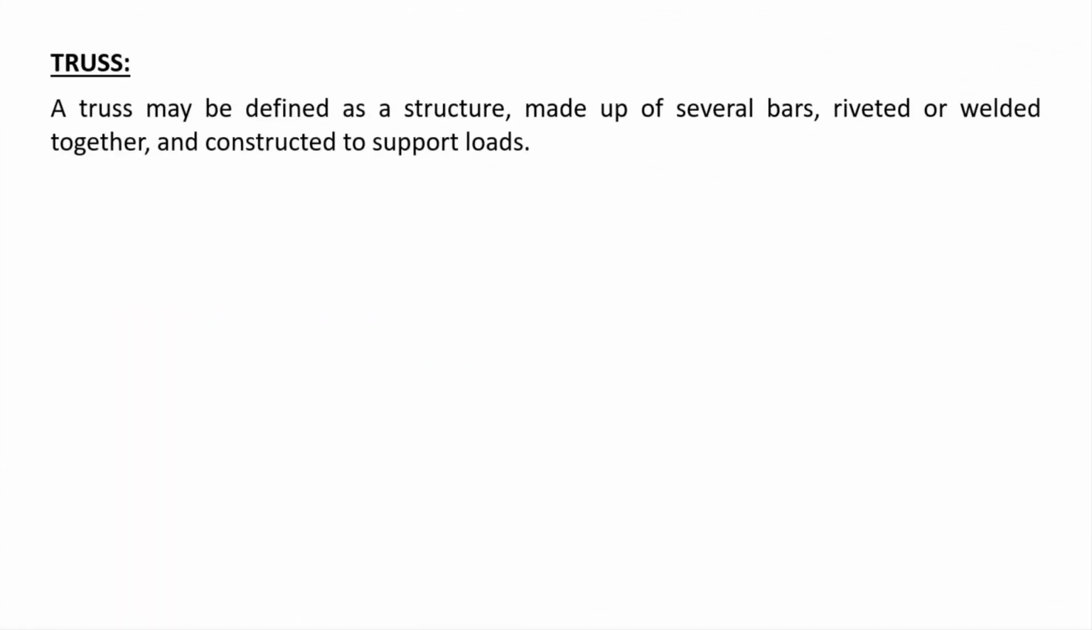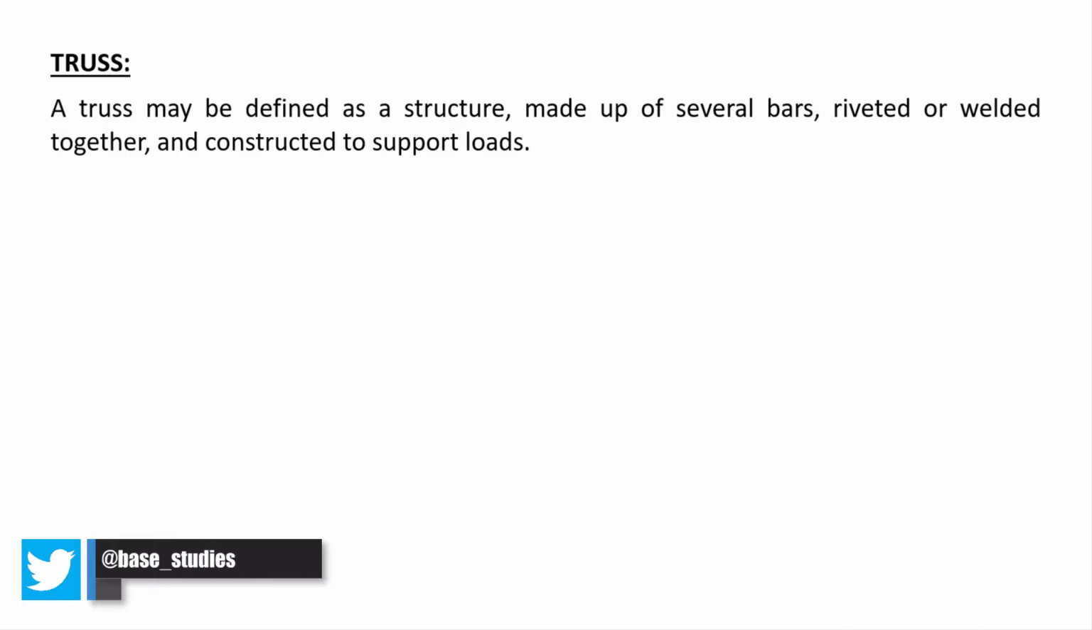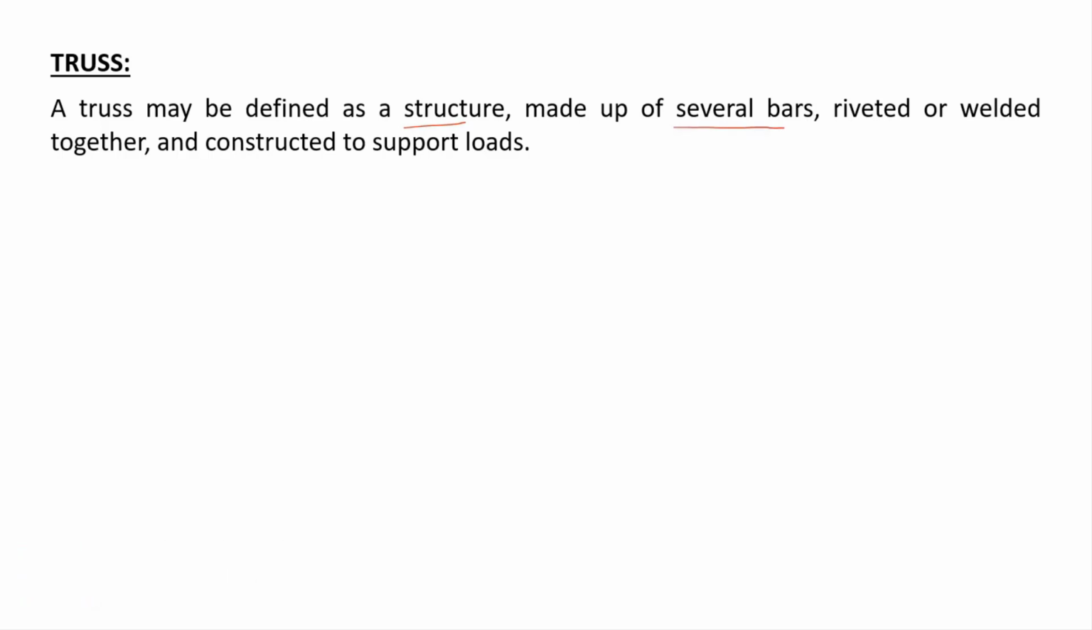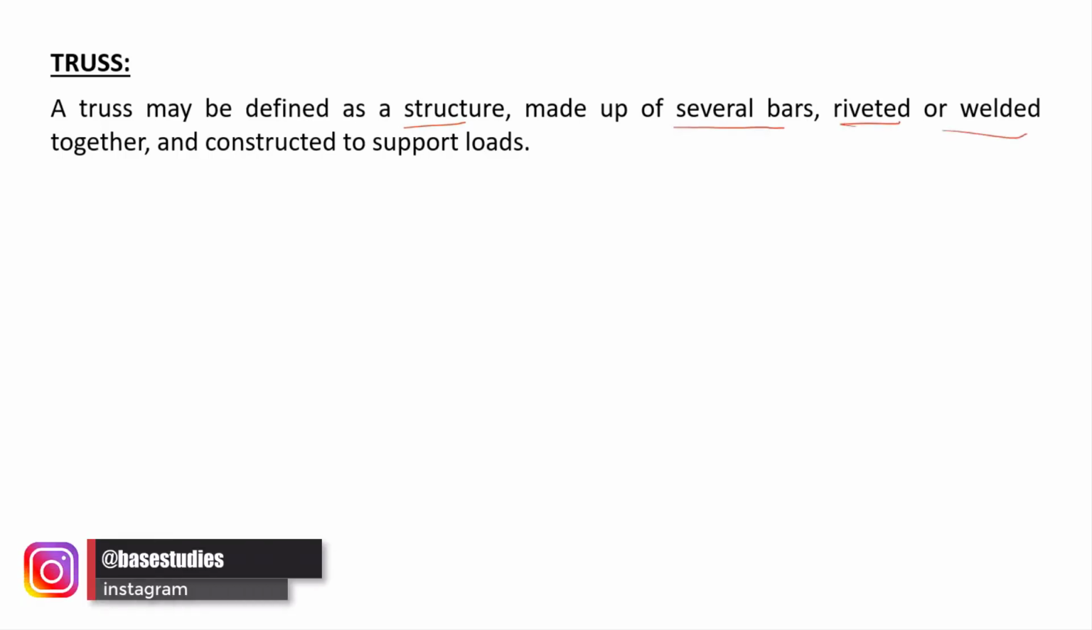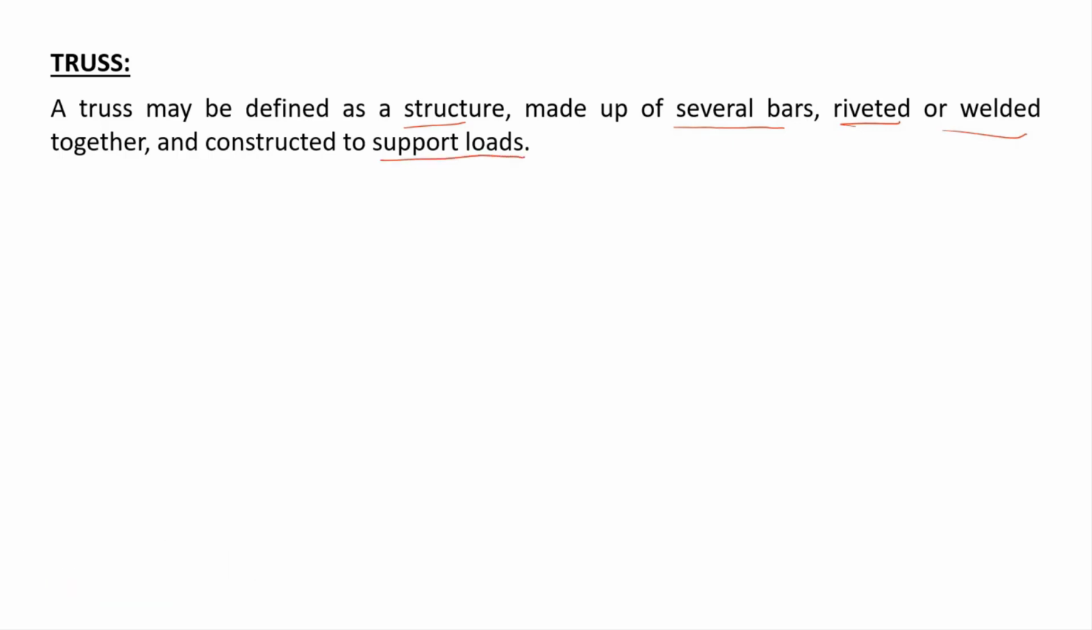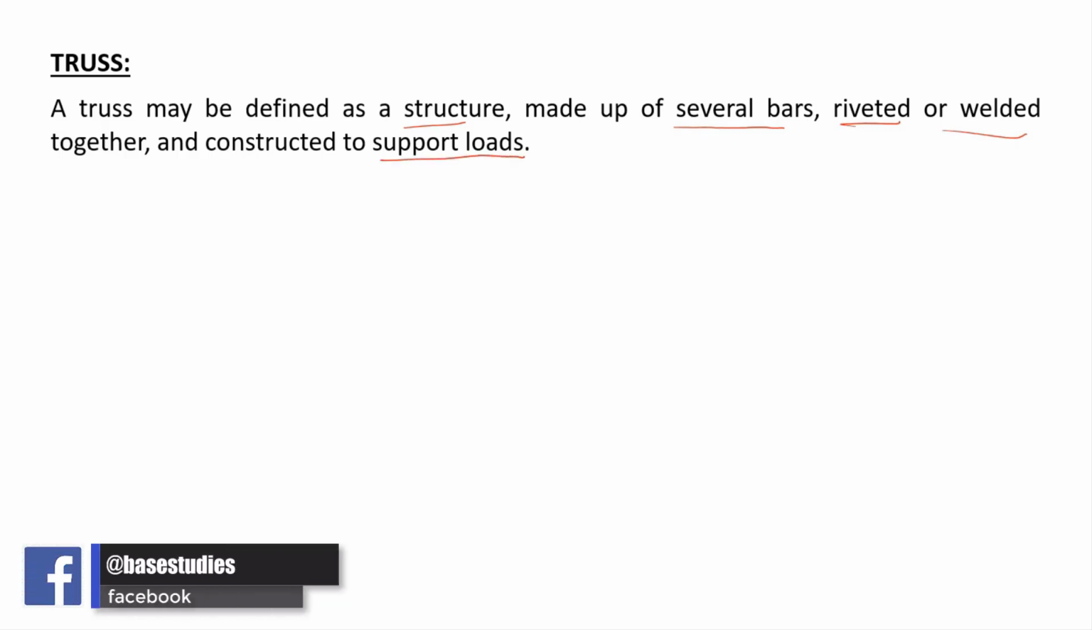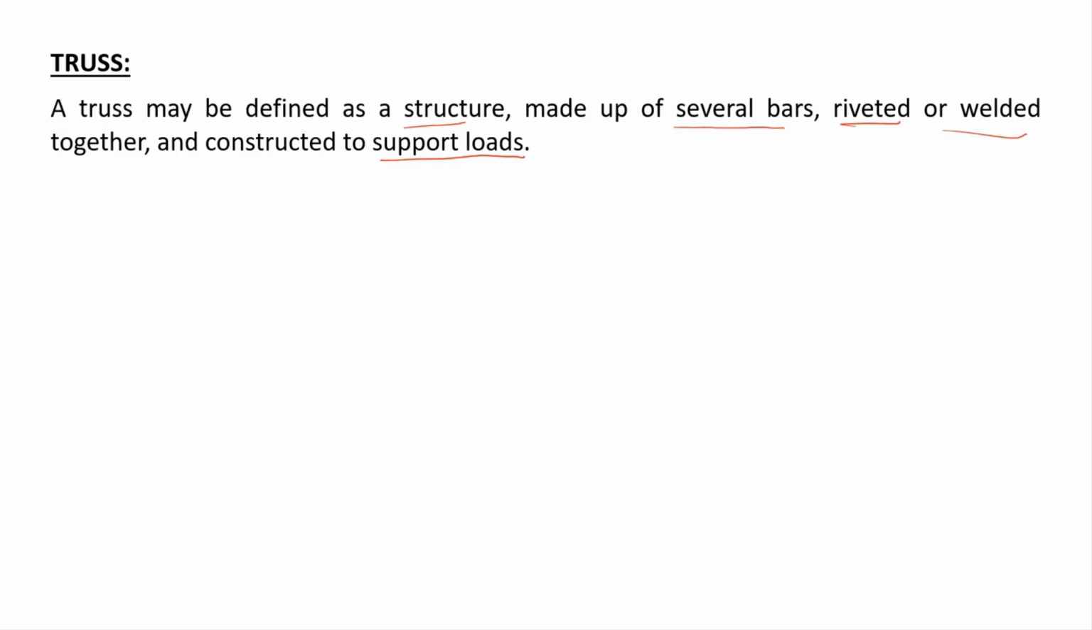Truss. So the first question that arises in our mind is, what is a truss? Basically, a truss may be defined as a structure made up of several bars riveted or welded together and constructed to support loads. This is the very basic definition of a truss. After looking at this definition, we can see that a truss is just a structure made up of several bars which may be riveted or welded together, and these trusses are made to support some loads.